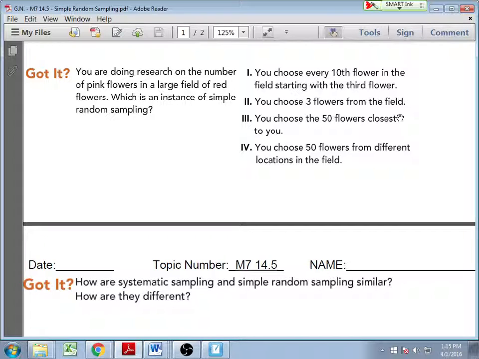All right, try this on your own. Here's what I want. If it's simple random, actually we'll do this together because it's kind of weird, because it's flowers in a field. So we're researching how many pink flowers are in this field of red flowers. Sometimes flowers breed together, sometimes you just get a weird seed here and there. So could I assign a number to every single flower and do the simple random technique like we talked about?